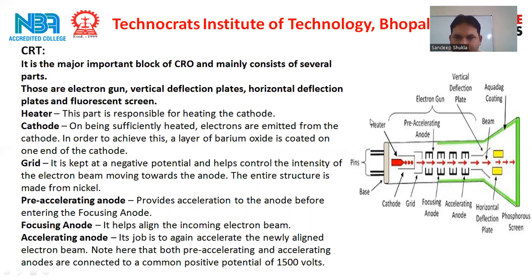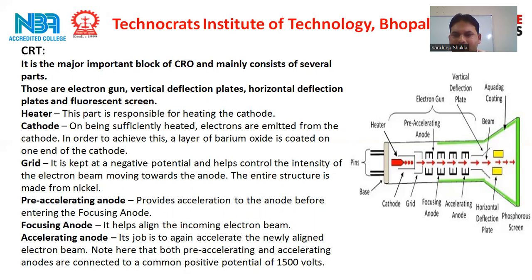So the first part is the heater. What is the function of the heater? This part is responsible for heating the cathode. The next part of the CRT is the cathode. When the cathode is heated, electrons are emitted from it. In order to achieve this, a layer of barium oxide is coated on the cathode.